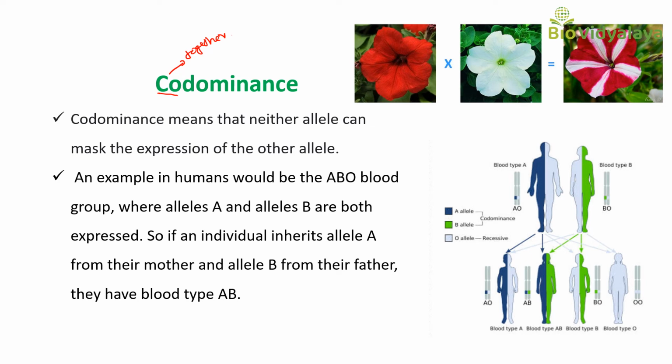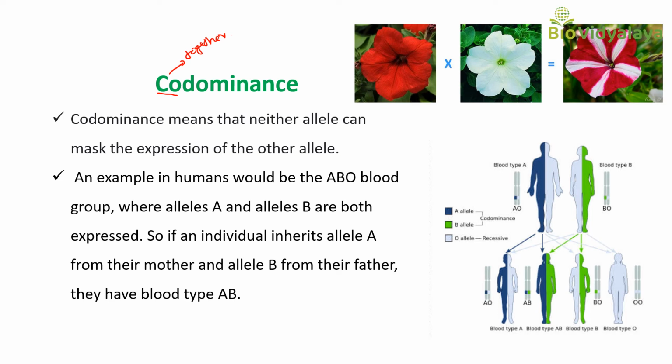See here, if we cross the red color flower with white color flower, then we will get an F1 hybrid with patches of both red and white color. That is called codominance. Here neither allele can mask the expression of the other allele. Both the traits are equally dominant.